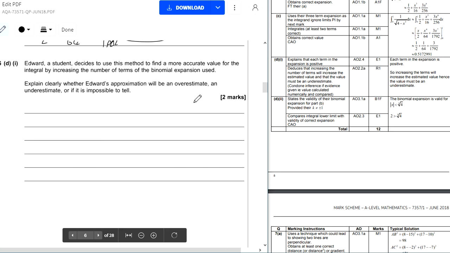Part D. Edward, a student, decides to use this method to find a more accurate value for the integral by increasing the number of terms of the binomial expansion used. Explain clearly whether Edward's approximation will be an overestimate, an underestimate, or if it's impossible to tell.